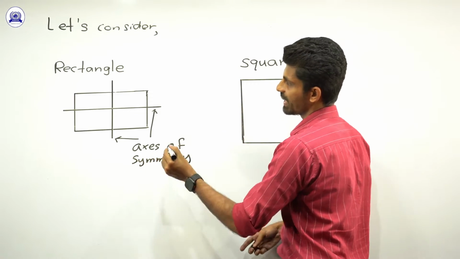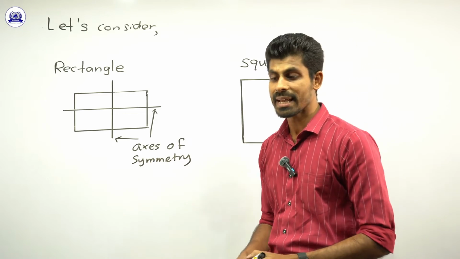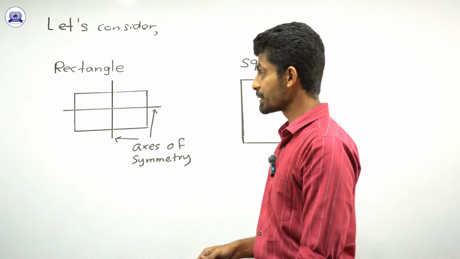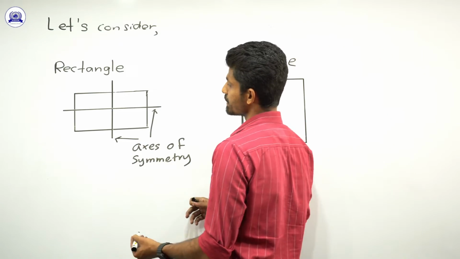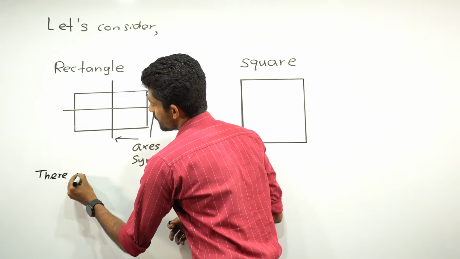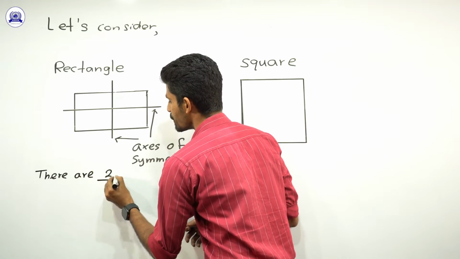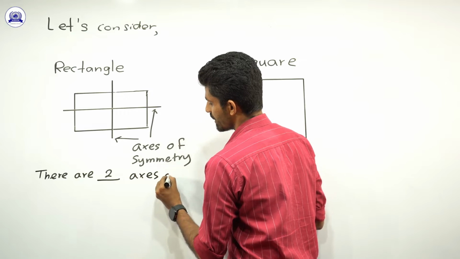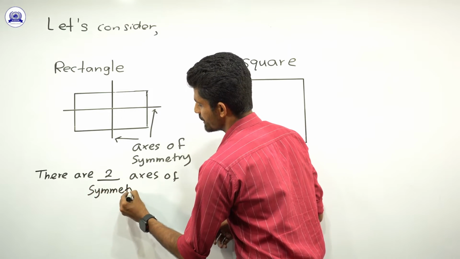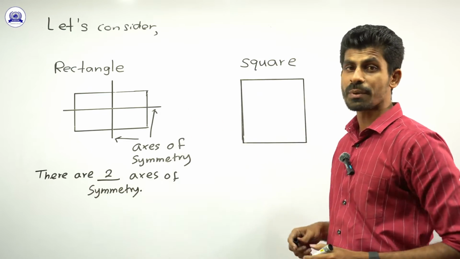Axis of symmetry. Okay. Axis of symmetry means how many axes of symmetry there are. There are two axes of symmetry. You need to draw this one, right?